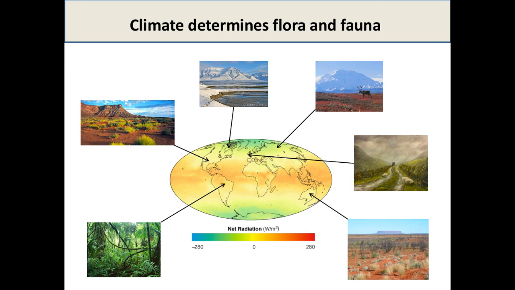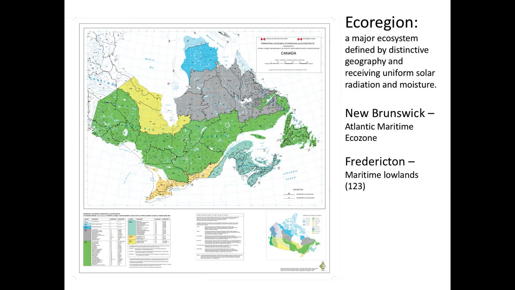We can go right the way around the globe and identify different regions that have a particular climate type, and typically they will be associated with a particular type of flora and fauna. And this allows us to identify areas based on their flora and fauna. So this is sort of Canada. Different areas are associated with a particular type of climate, and therefore with a particular type of flora and fauna. In New Brunswick, we fall into the Atlantic Maritime Ecozone. Fredericton is in what's termed the Maritime Lowlands.